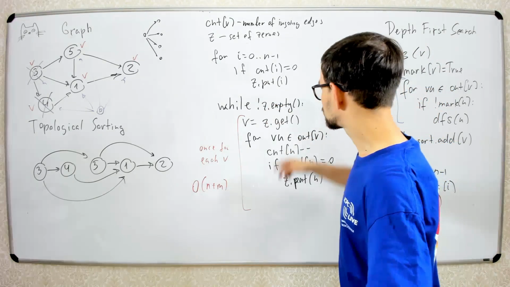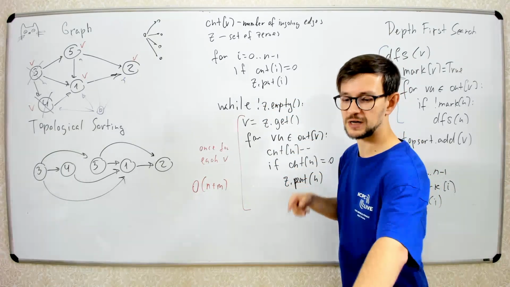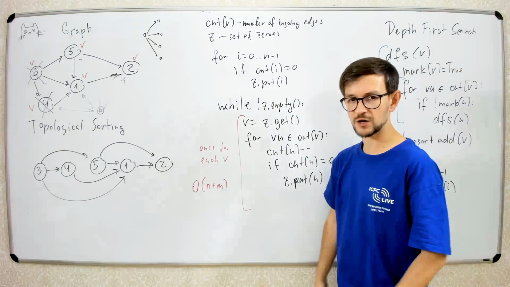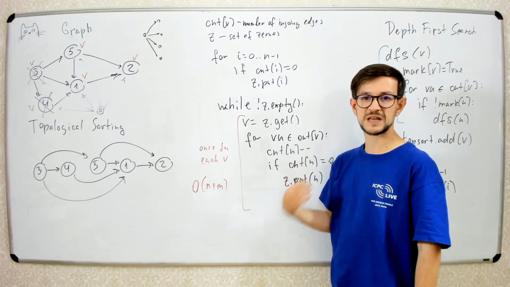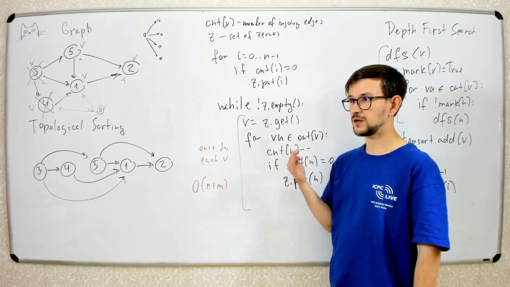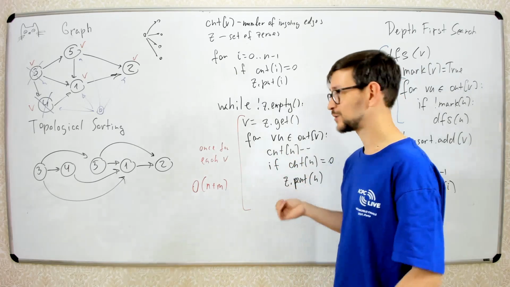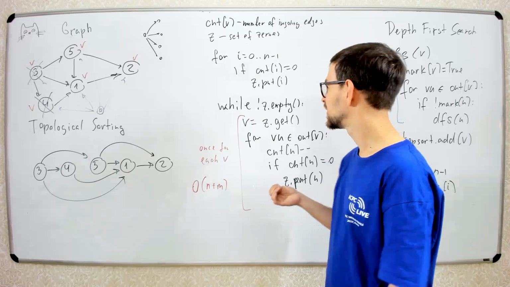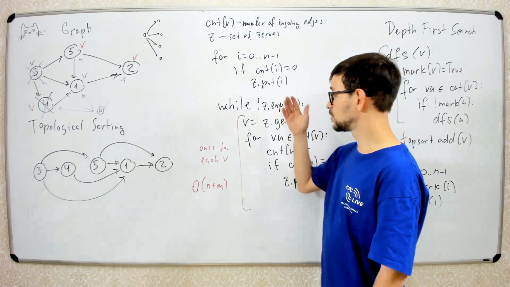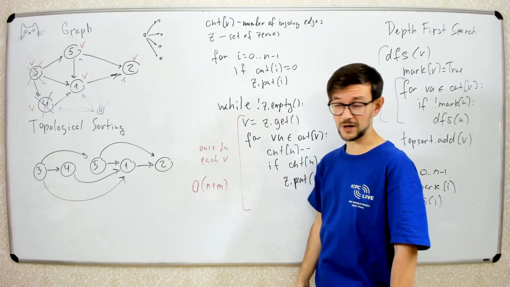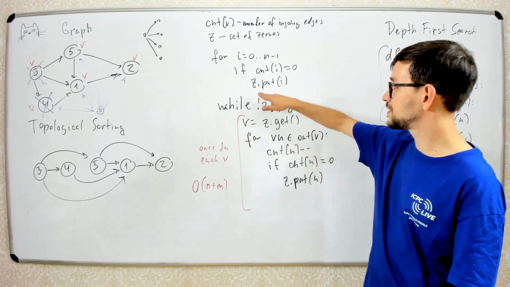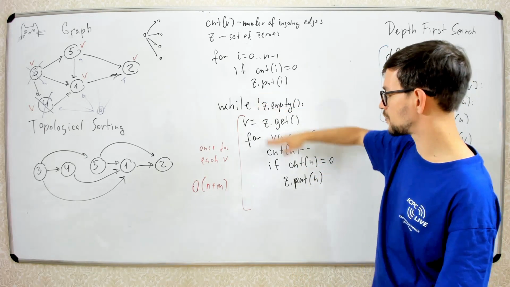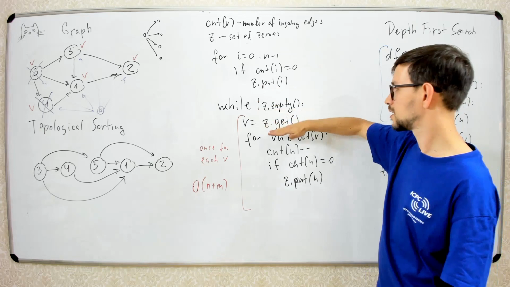Yes. To maintain this set Z, you can use basically any linear data structure. Like you can use queue, you can use stack, you can use anything you want. You can use linked list if you love linked lists. So for this set Z, you need to make these two operations work in constant time.